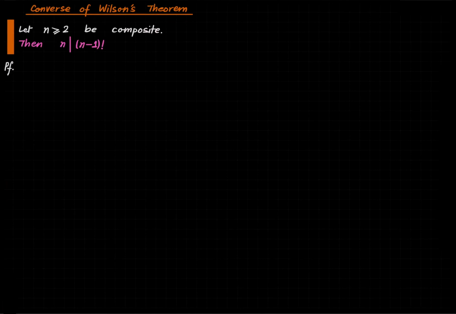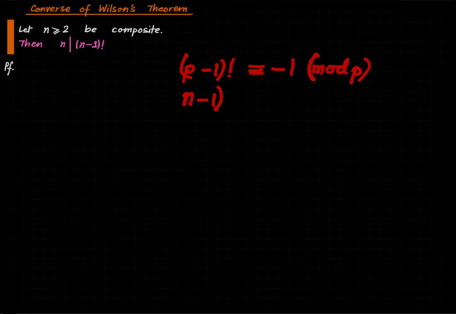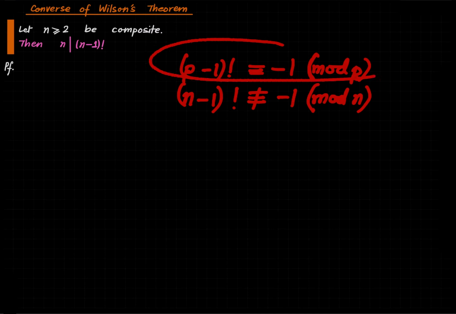So here is the converse of Wilson's theorem. We just saw that if p is a prime, then p minus 1 factorial is congruent to minus 1 modulo p. Here we are showing something stronger, but in particular what we are going to show is that if n is not prime, then this congruence cannot happen, meaning n minus 1 factorial is not congruent to minus 1. Therefore, Wilson's theorem characterizes primes. Primes are precisely those natural numbers which are at least 2 and which satisfy this congruence.